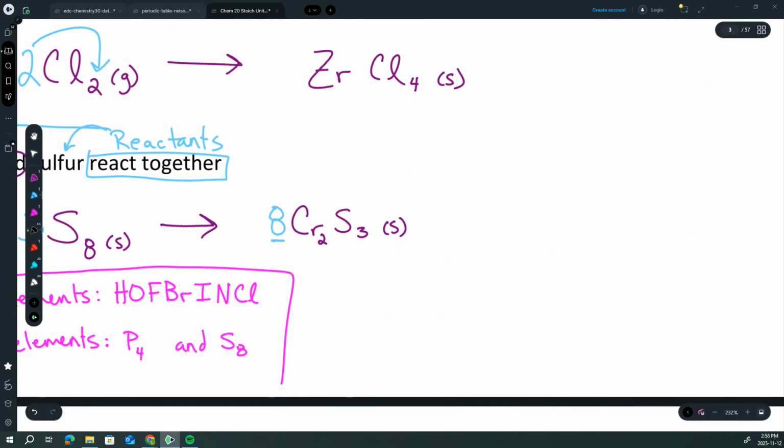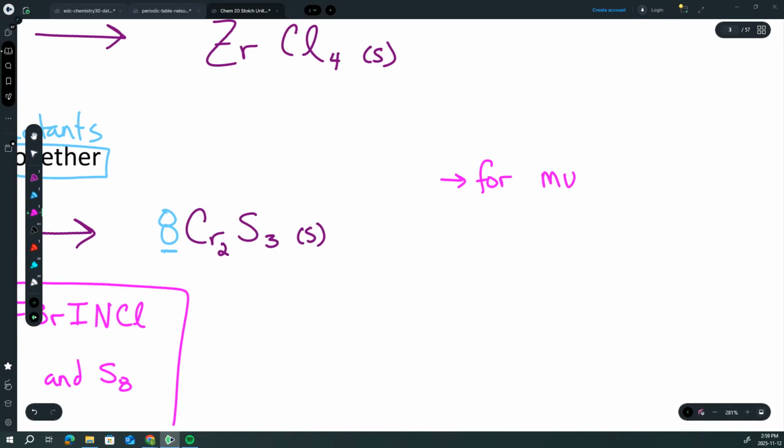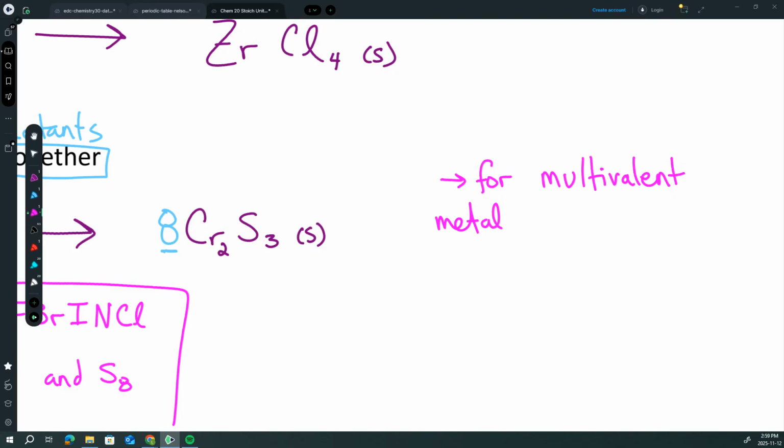So I'm going to put one little reminder here. I've already talked about it, I just didn't write it down. With multivalent metals, whenever you have a multivalent metal and the question does not specify which charge to use, you always use the most common charge. So a reminder that a multivalent metal is just a metal with more than one possible charge.